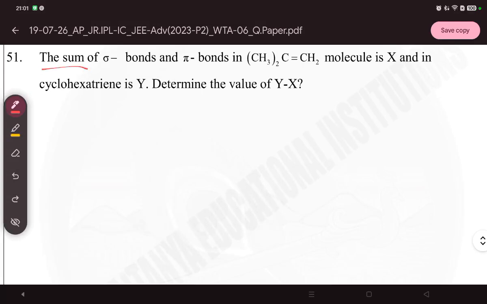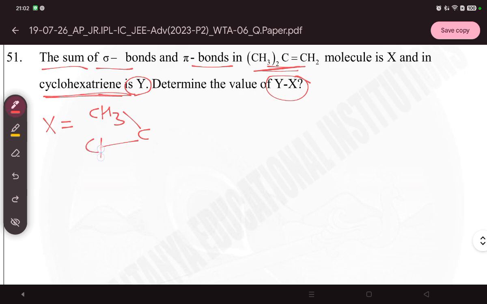The sum of sigma and pi bonds in the X and cyclohexatriene Y is Y minus X. Value of Y minus X is, let us see, X is the molecule having 3 methyl groups at one position and there is a double bond.